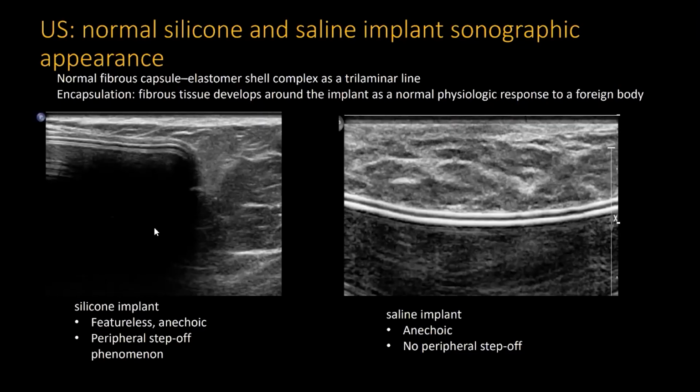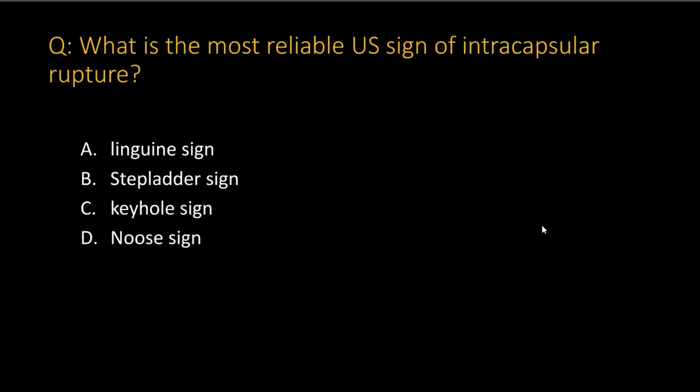It could be anechoic, and they also have this kind of trilaminar sign. This is the inner envelope, the shell of the implant. And here is the fibrous tissue developed around the shell. That's the space between them. You can find this on both the silicone implant and the saline implant. A saline implant is just like a cyst, right, a bag of water, so it's often anechoic. They don't have this peripheral step-off sign. Question: what's the most reliable ultrasound sign of intracapsular rupture?